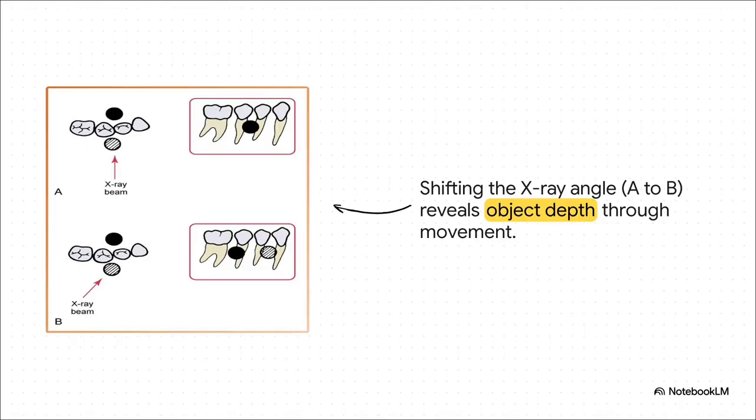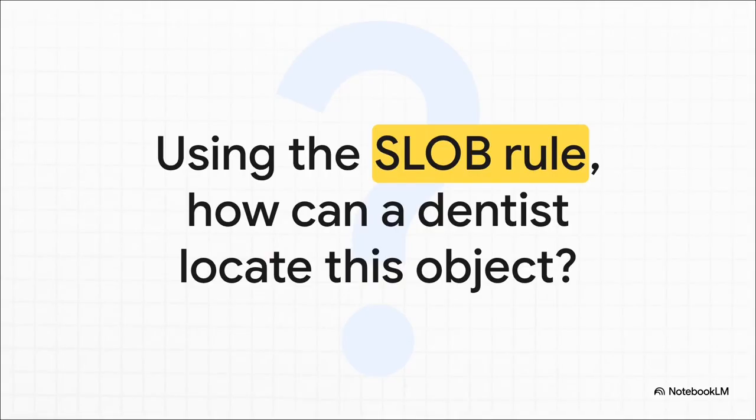It's the same reason that things close to you seem to fly by when you're looking out a car window, while mountains in the distance barely seem to move at all. So let's go all the way back to our original mystery. To solve it, a dentist would just take a second X-ray from a slightly different angle and then compare the two. By seeing which way that little piece of metal appears to move compared to the teeth, they can use the slob rule to know for sure if they need to go in from the cheek side or the tongue side. And just like that, case closed.